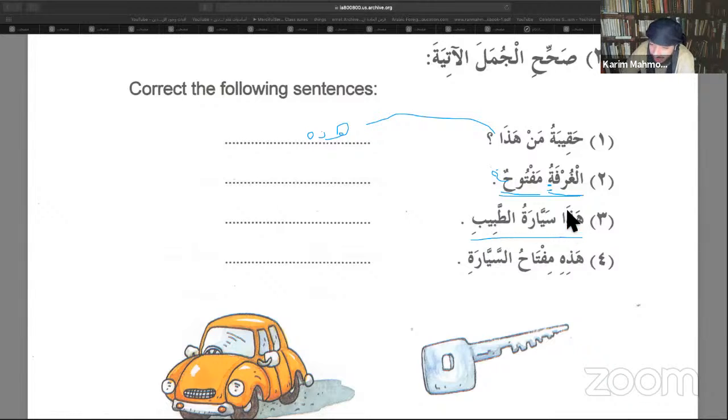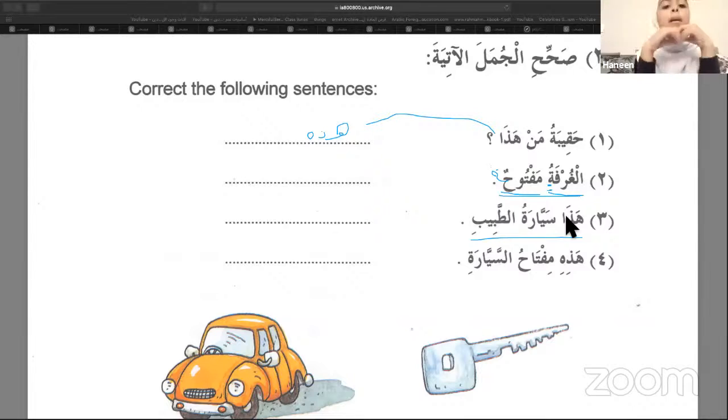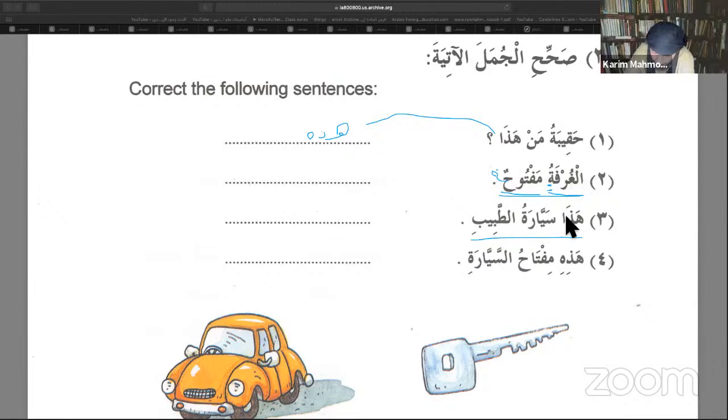هذا, I'm sorry, هذا, what does هذا mean? This is. سيارة means? Car. Good. الطبيب means? Doctor. Okay, so this is the car of the doctor. Good. What do we need to change here? هذه بالكسرة. Do we need to put a kasra? No, not a kasra. هذا is supposed to be something else. The problem is in هذا.